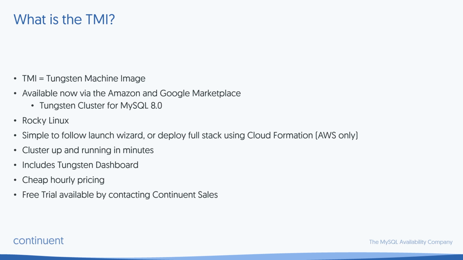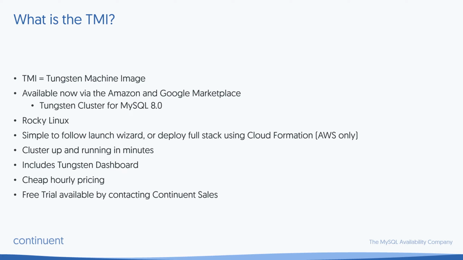What is the TMI? Well, it's the Tungsten Machine Image. Basically in Amazon they call it an AMI, and in Google marketplaces it's the various images that you can launch there. So the TMI is a pre-built image available in Amazon and in the Google marketplaces that will launch a Tungsten cluster for you. So one single image would launch one host. You would launch multiple images, configure them, and you'll have a ready-to-go Tungsten cluster.